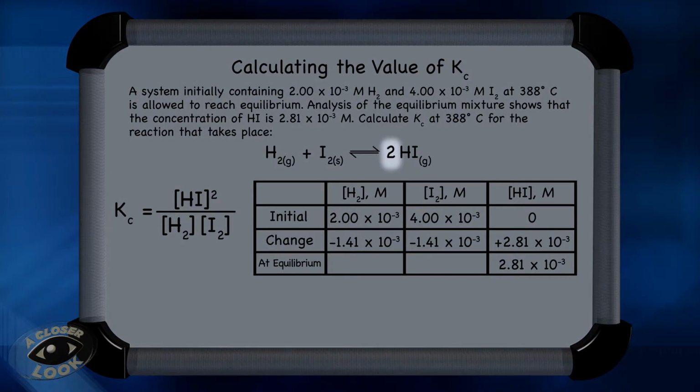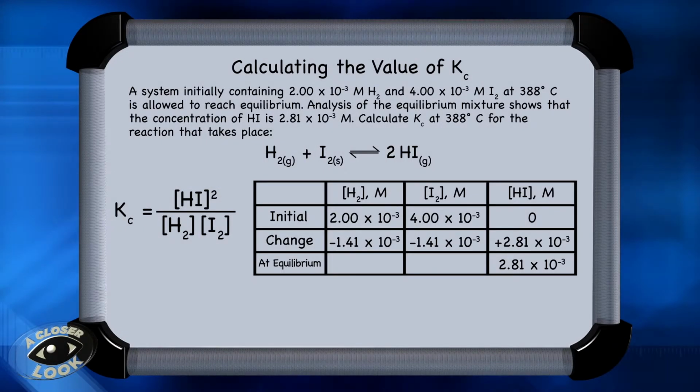And this coefficient of 2 tells us that 2 moles of the hydrogen iodide are being produced for every 1 mole of hydrogen that is consumed or every 1 mole of iodine that is consumed. And so that's how we came up with the values for the change in the concentration of the hydrogen and the iodine.